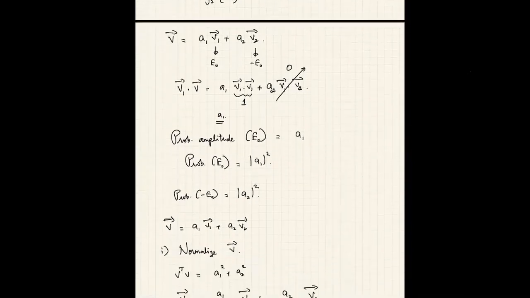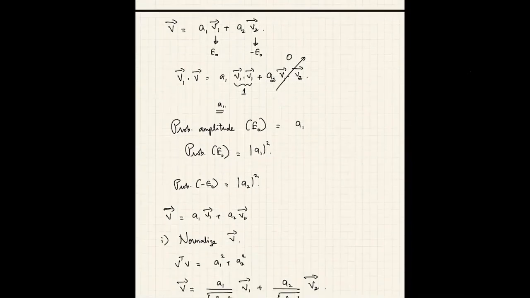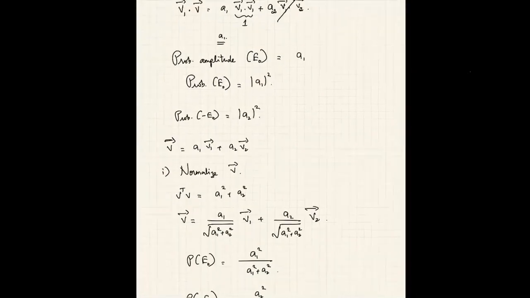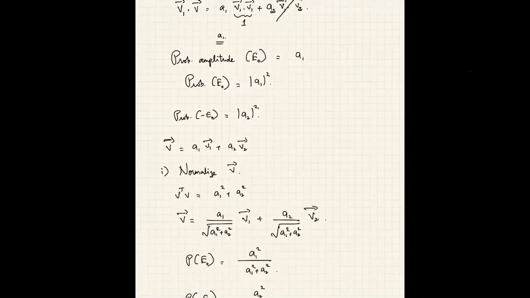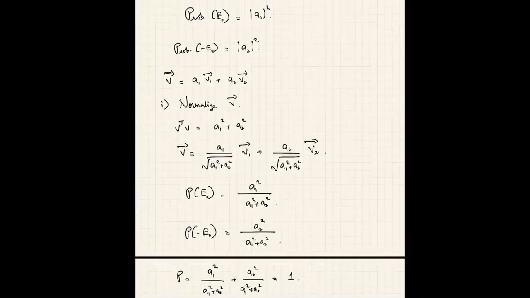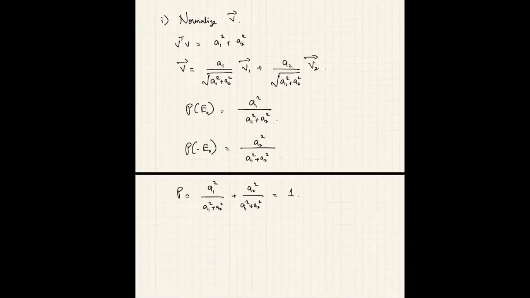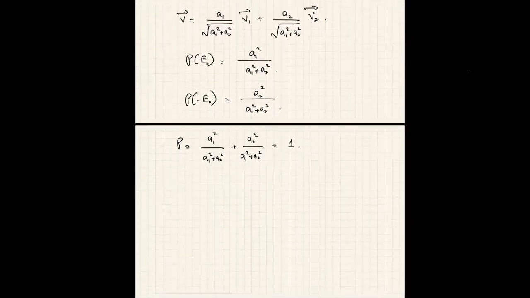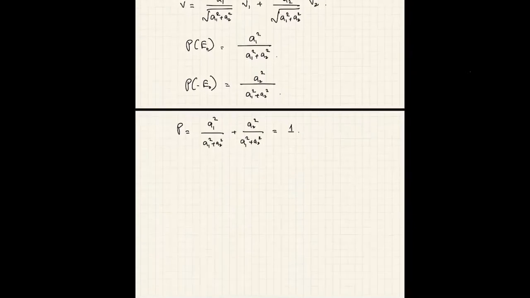The way you actually compute this probability is by expressing V as a linear combination of V1 and V2, then normalizing V if it is not already normalized, and then extracting the coefficients by taking the proper dot products. This is the rule you have to follow in order to understand the notion of probability and how to extract different probabilities in quantum mechanics. So let's work out a slightly more complicated example.